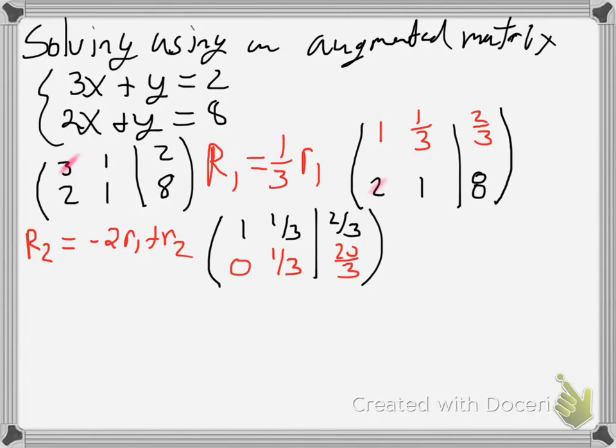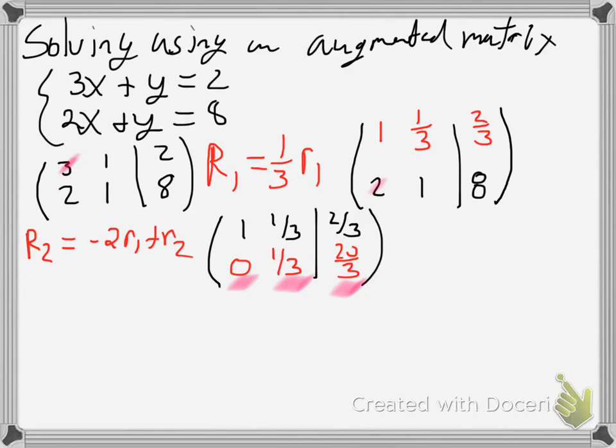If we do -2 times 1 and add that to the 2, we get the 0 here. 1/3 times -2 is -2/3, so 1 minus 2/3 is 1/3. And then 2/3 times -2 is -4/3. Changing 8 is the same thing as 24/3, so 24/3 minus 4/3 gives me 20/3, so that's where that came from.